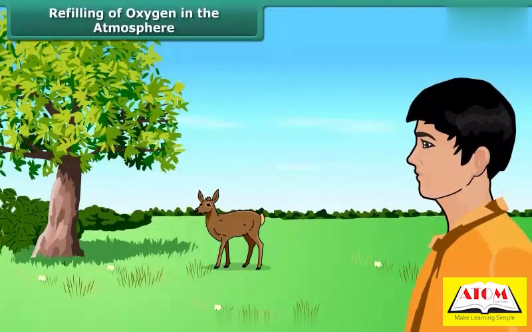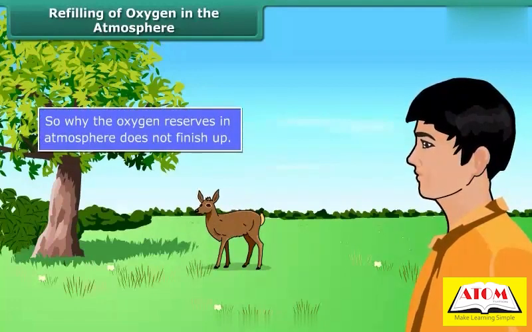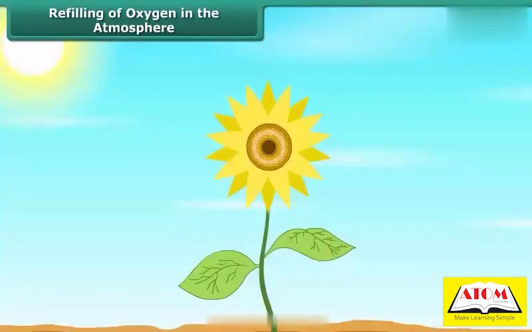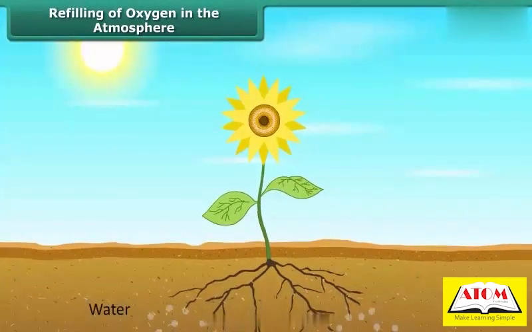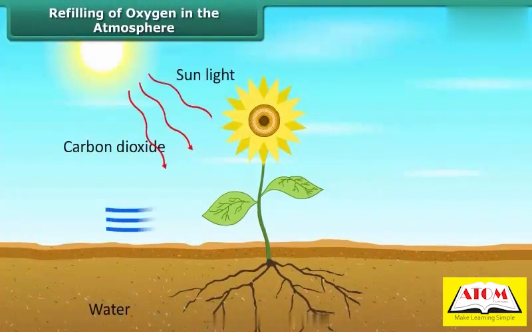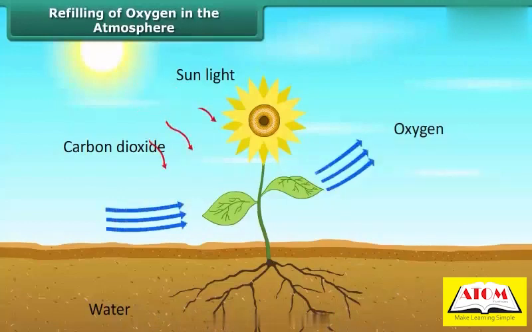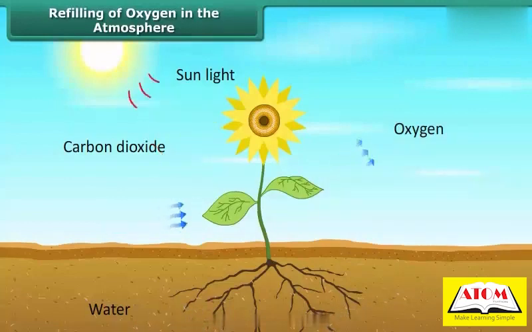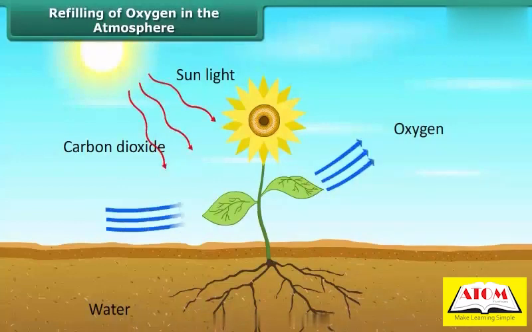Several billions of humans, animals, and other organisms are consuming a huge amount of oxygen from the atmosphere every day. So why do the oxygen reserves in the atmosphere not finish up? Do you know how? The plants produce oxygen during photosynthesis. This oxygen is released in the atmosphere. Plants also consume oxygen for respiration, but they produce more of it than they consume. So the plants silently save us from dying without even being noticed.